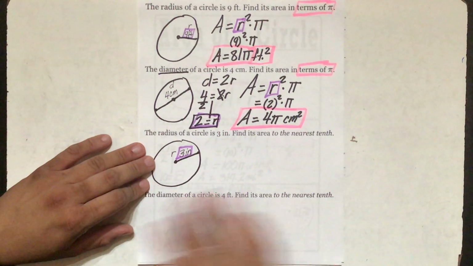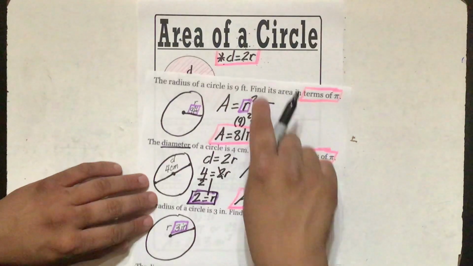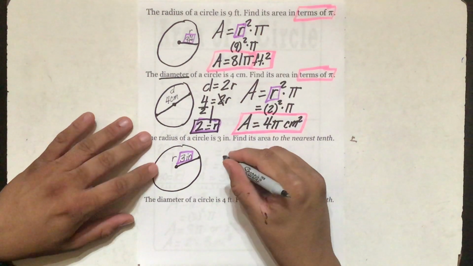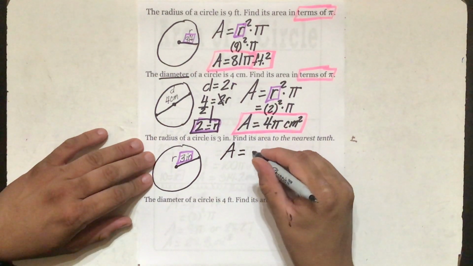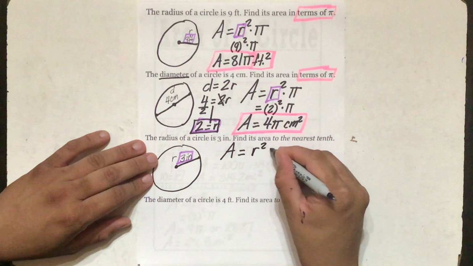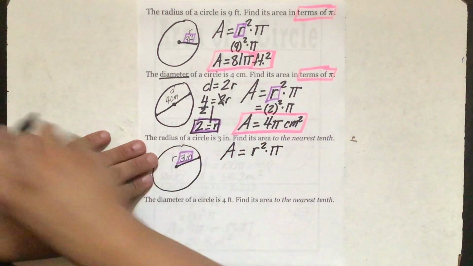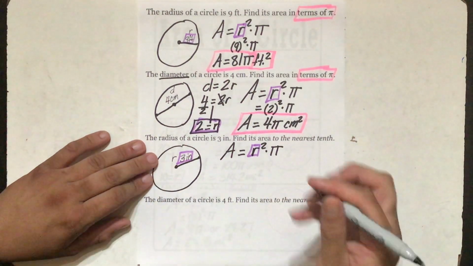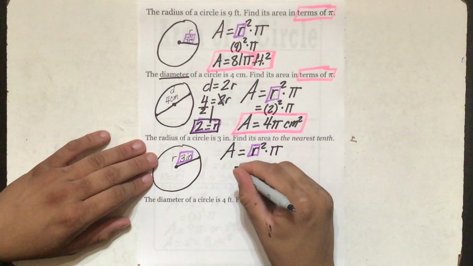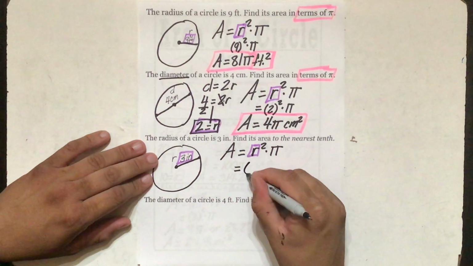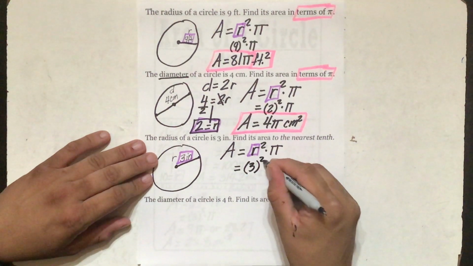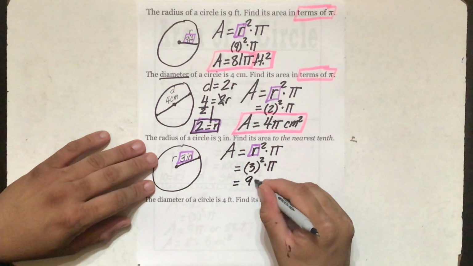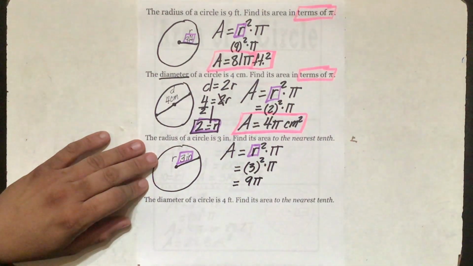So nowhere does it say diameter D, so I'm not going to be using this D equals 2R. I'm going to go straight into the formula. The formula says area is equal to R squared times pi. Well, we know our R is in purple, our radius, so we're going to simply plug in. So R is 3. 3 squared times pi. 3 times 3 is 9, and times pi is 9 pi.